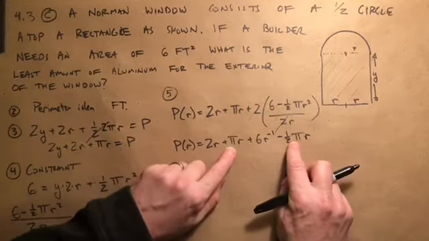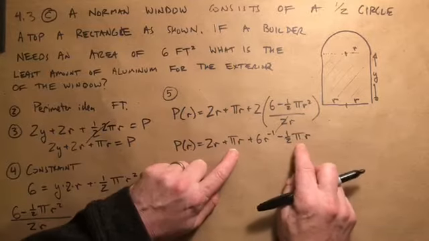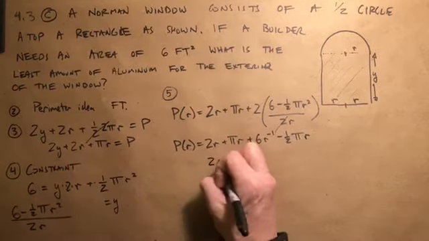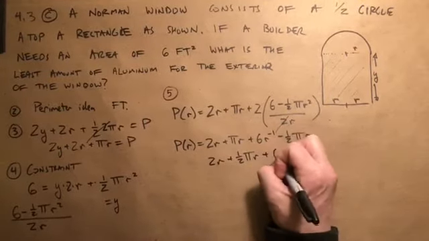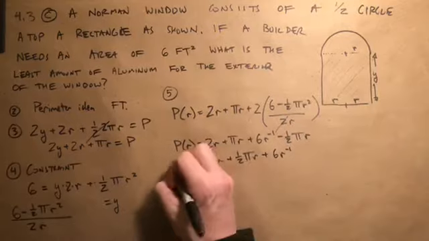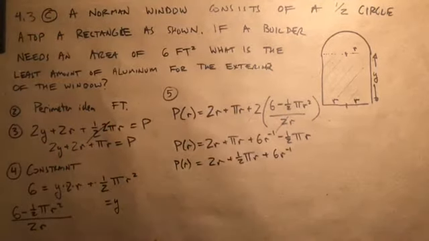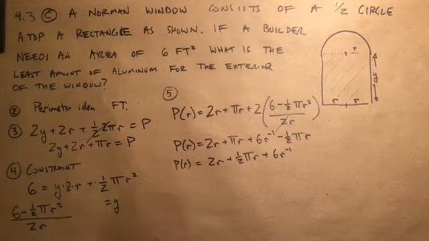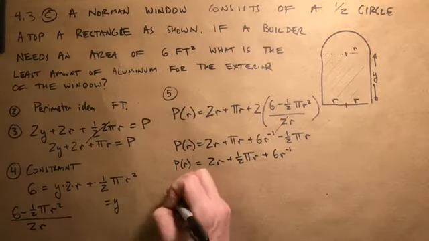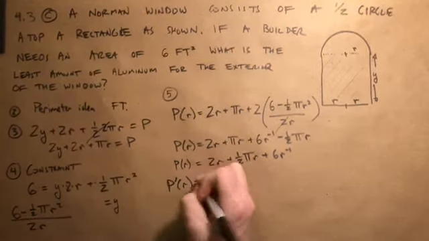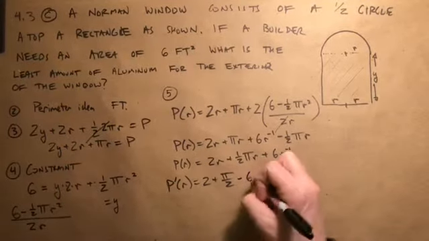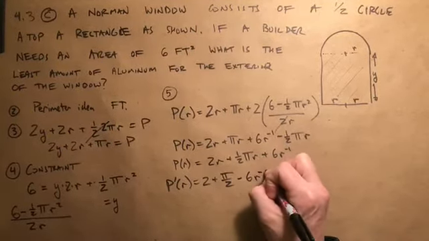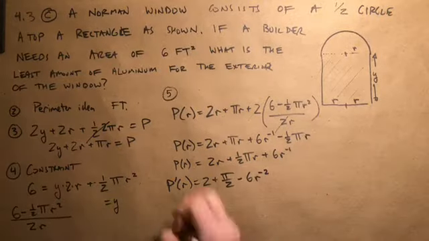I'm going to do one last piece of work here. Pi r minus 1/2 pi r. We'll have 2r plus 1/2 pi r plus 6r to the negative first is equal to my perimeter. Now, we've done it. Let's take our derivative. The derivative is going to be 2 plus pi over 2 minus 6r to the negative second. We'll set it equal to 0.